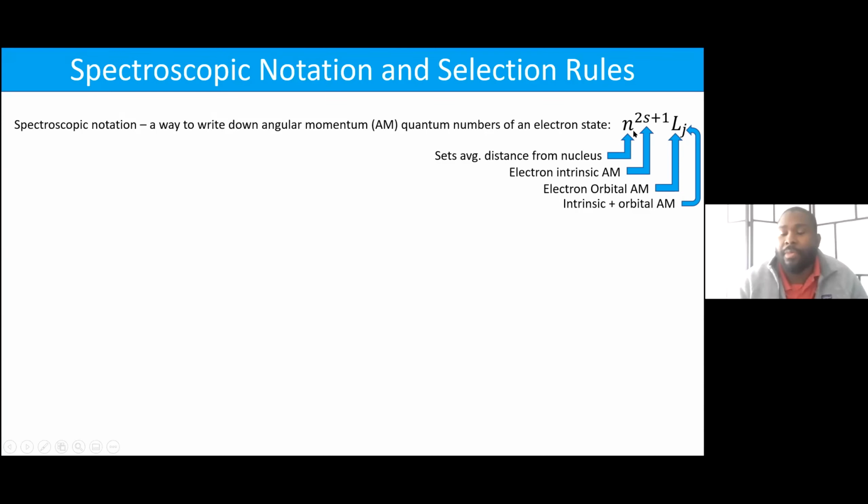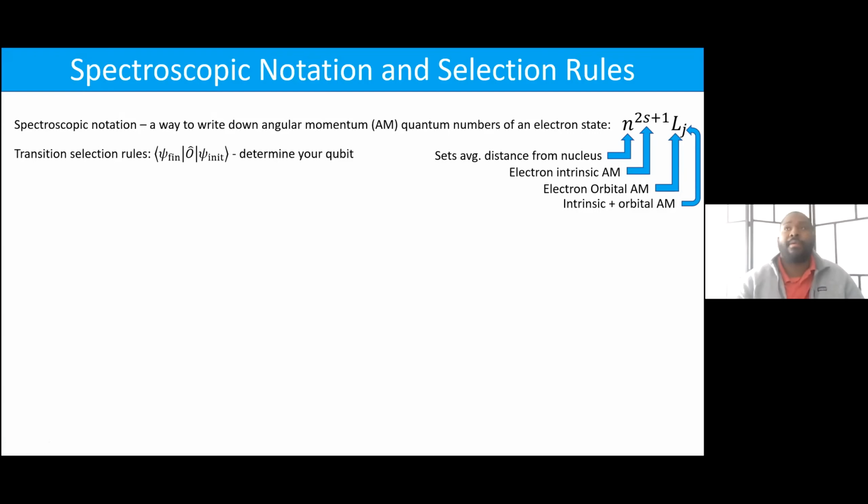So you have this term here, this N with the superscript 2S plus 1, and another term here, L with the subscript J. N effectively sets the average distance of an electron from the nucleus of an atom. This S here specifies the electron's intrinsic angular momentum. The L here specifies the electron's orbital angular momentum. And then this J tells you about the electron's total angular momentum.